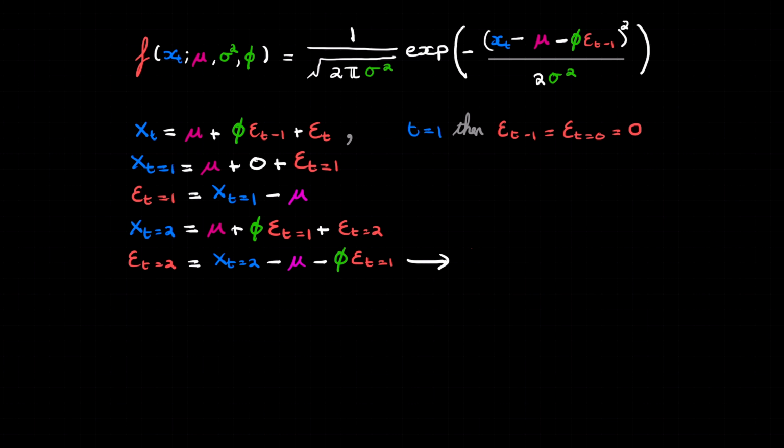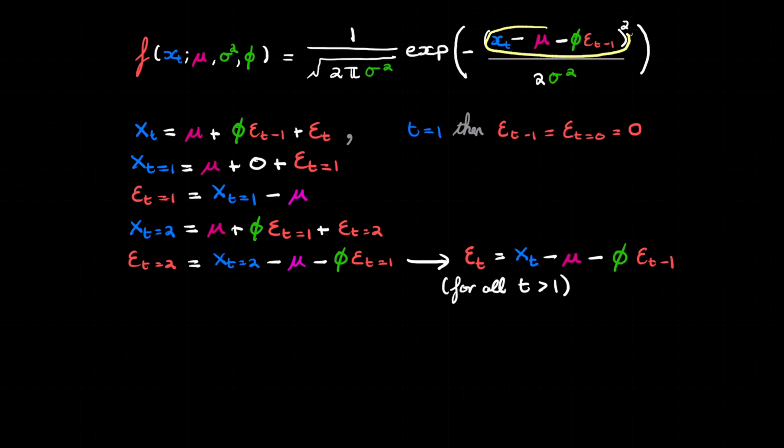So for every time step where t is not equal to 1, it's basically 2 onwards, we have it such that x sub t minus mu minus phi times epsilon sub t minus 1 is equal to epsilon sub t. So I can just replace this with epsilon sub t, because it's the same thing. We've just proven mathematically it's the same thing. And so then my distribution function can simplify to this.